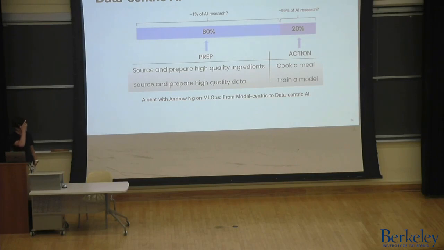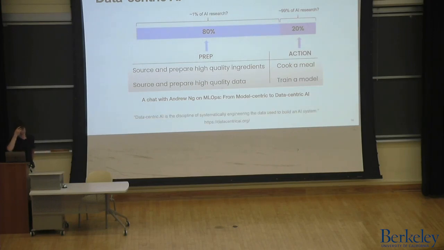And maybe some of you have heard this term, which was coined by Andrew Yang in a talk a few years ago, where he pointed out that in an ML workflow, 80% of the time might be spent on data preparation, and only 20% on, he used a cooking analogy, on cooking the meal, that is training the model. But the research in AI seemed to be 99% on the model-centric side and less than 1% on the data-centric side, which involves sourcing and preparing high-quality data.